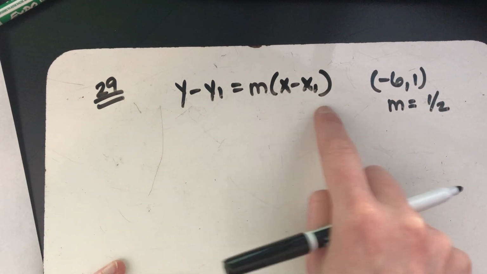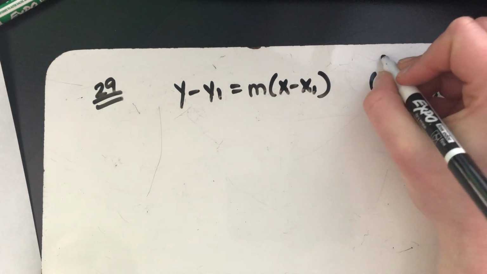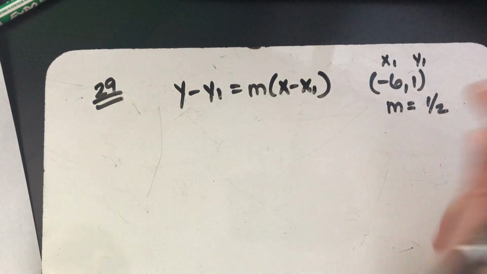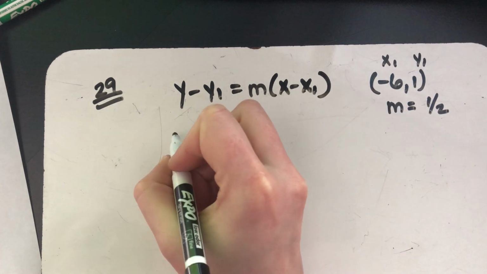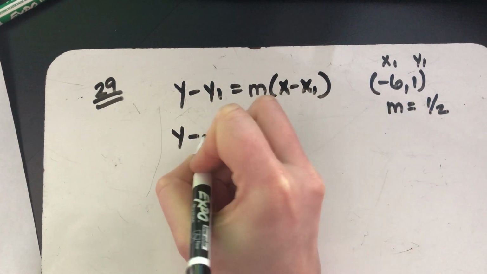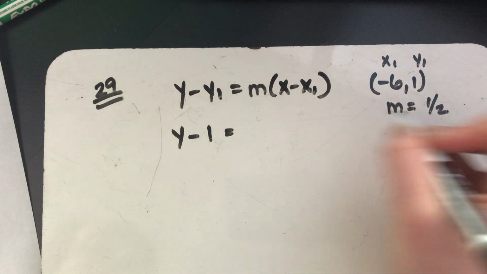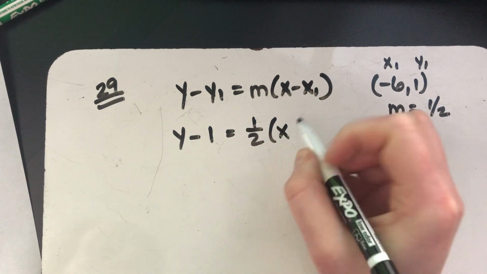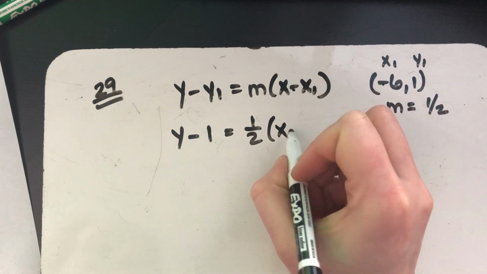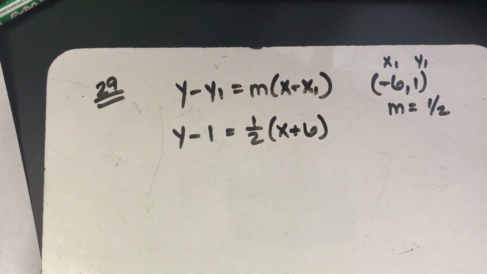They gave us point slope, hence point slope form. So I'm going to label my x1, y1. My m is my slope. That's how I move on the graph. So y minus y1 is 1. My slope is 1/2. I'm just plugging and chugging. X minus a negative makes a positive 6.